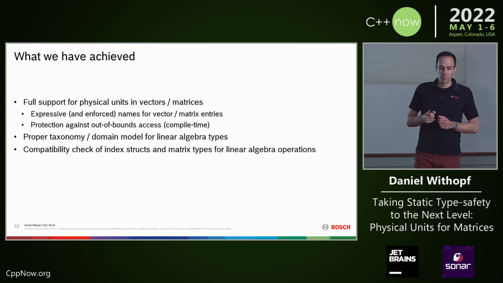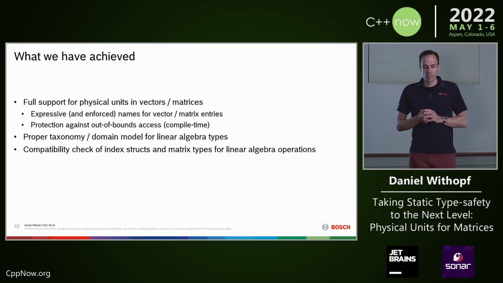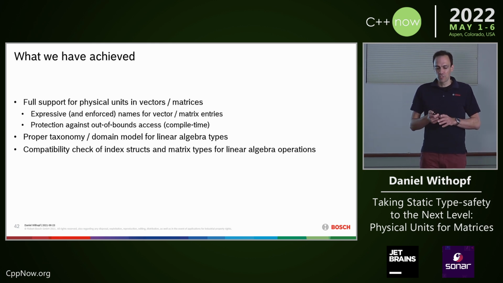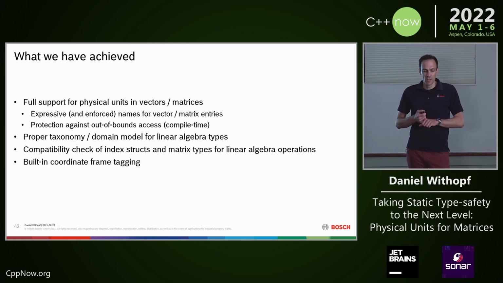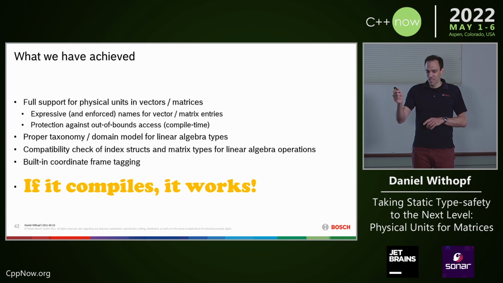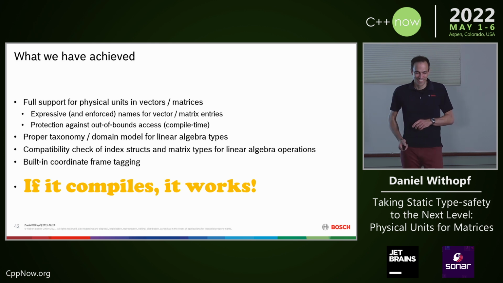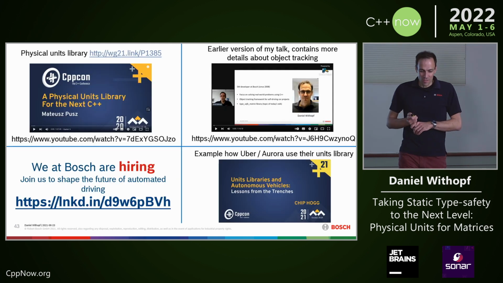We've also achieved a compatibility check for index structs and matrix types for all linear algebra operations, as we've seen. We have built-in coordinate frame tagging. And last but not least, the most important part, my slogan from the beginning: we've come as close as possible to, if it compiles, it works. So this concludes my talk.